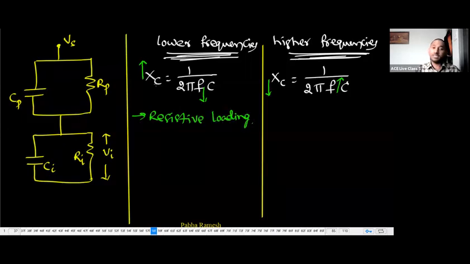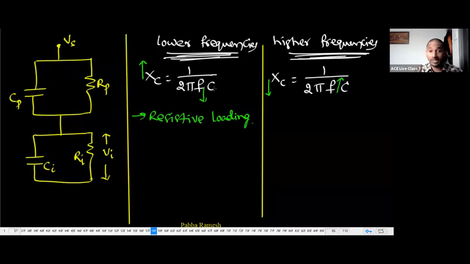Sir, XC is more. People are getting confused, like, sir, XC is dominating, capacitance is dominating, so capacitor load should be there. No. XC is dominating means opposition is more. If the opposition is more, automatically the signal will be passing through the corresponding resistance only. Clear? Right?